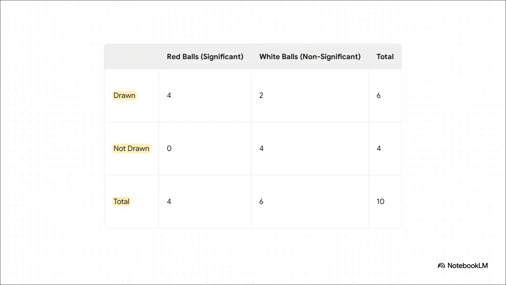Okay, we can actually map this out visually in a simple 2x2 table. So in our urn, we've got 10 balls total. You can see that number down in the bottom right corner. 4 of those are red, are significant balls. Now, let's say we reach in and draw a handful of 6 balls. If you look at that top row, the drawn row, you'll see we got lucky. We pulled out all 4 red balls and 2 of the white ones. This table just organizes everything so we can ask that key question. What were the odds of that specific outcome happening purely by chance?